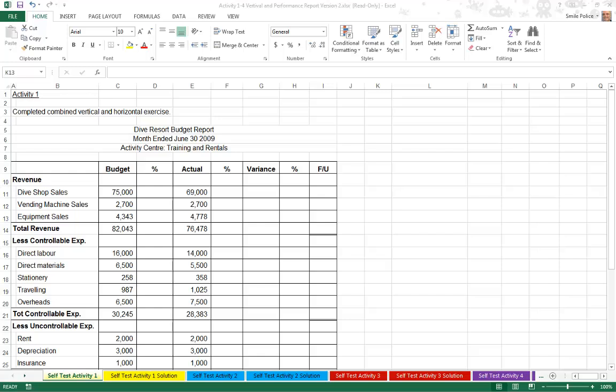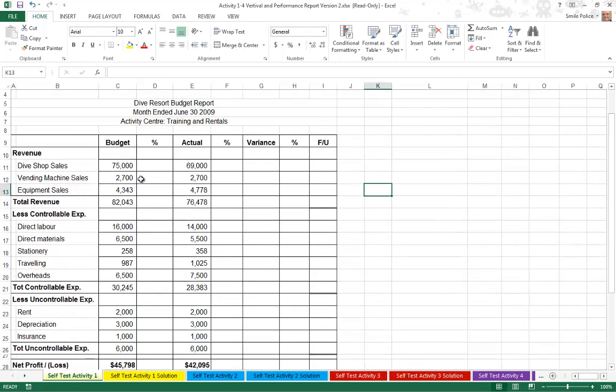So the first thing we need to do is understand how well we performed on a percentage basis, because percentage basis is generally how businesses communicate instead of dollar value, so that they can compare how they're going. So for instance, the budgeted sales divided by total revenue. What that is saying is that 91% of sales is derived from dive sales, so it's a really important area to focus on.